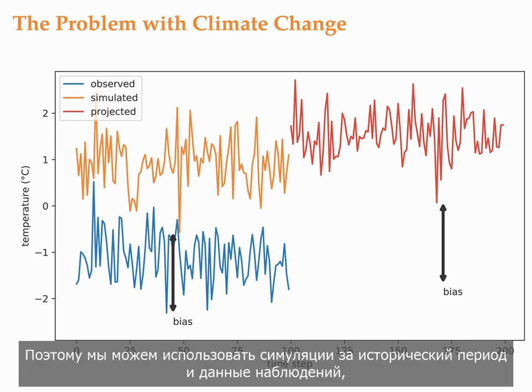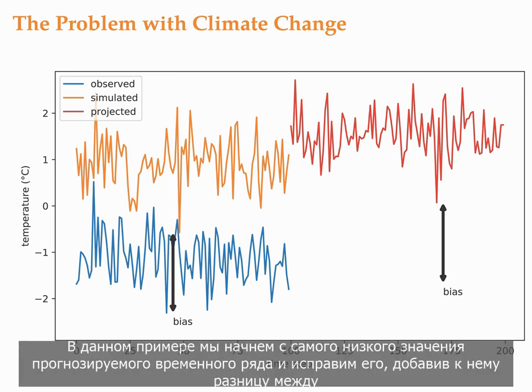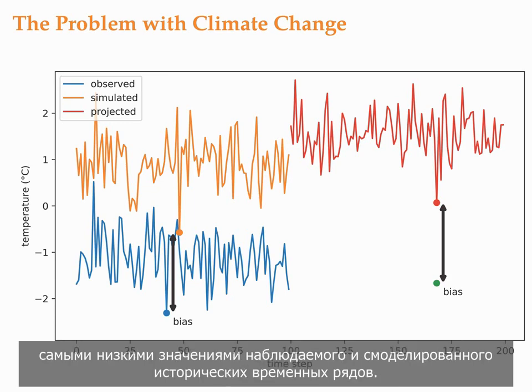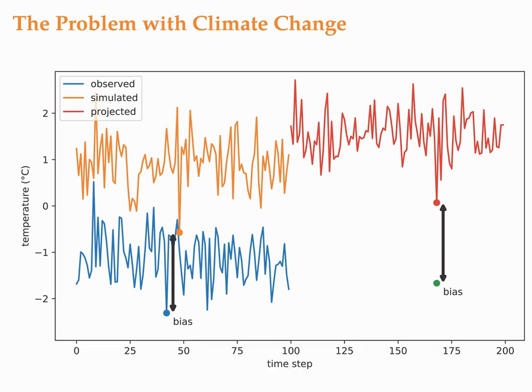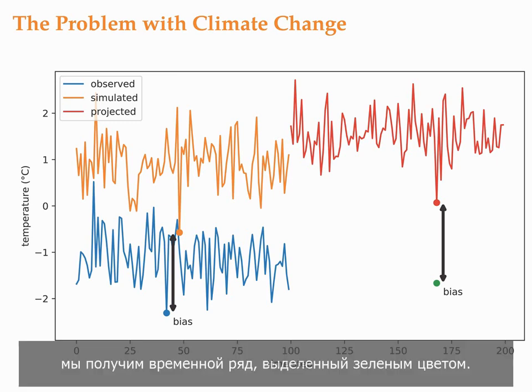Therefore, we can use the historical simulation and observation to derive quantile-specific biases and then use these to correct the projection. In the present example, we would start with the lowest value of the projected time series and correct it by adding to it the difference between the lowest values of the observed and simulated historical time series. If we continue doing that with the second lowest values of the three time series, the third lowest values, and so on, we will arrive at the time series plotted in green.